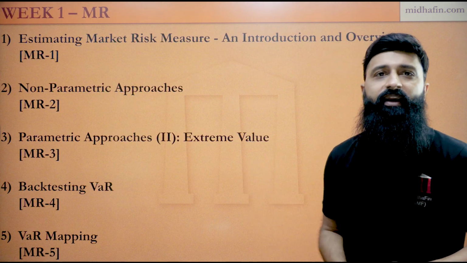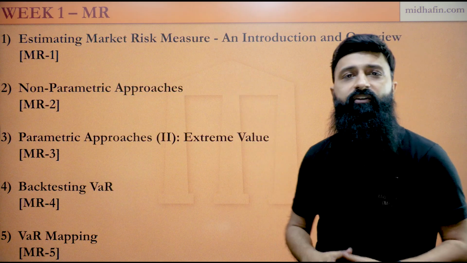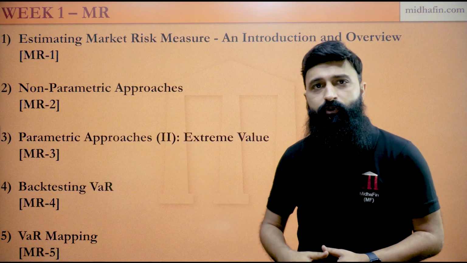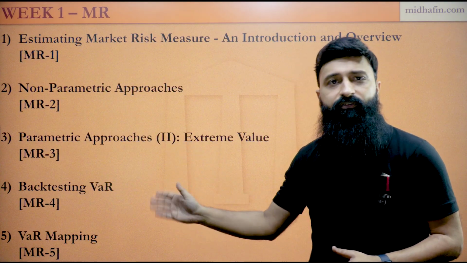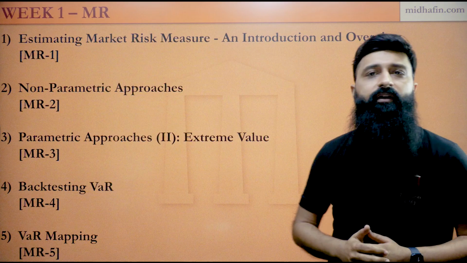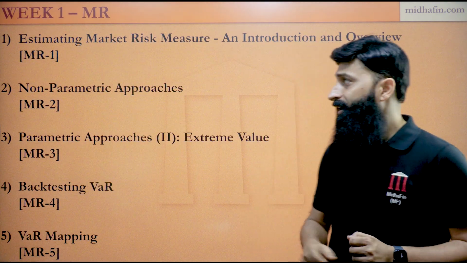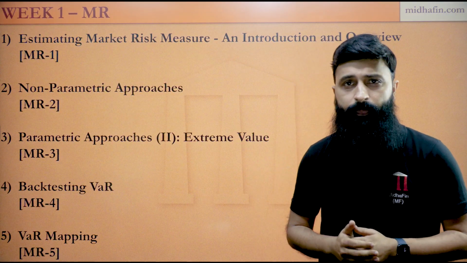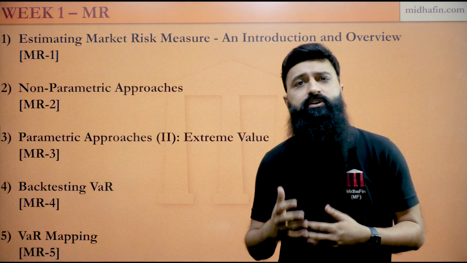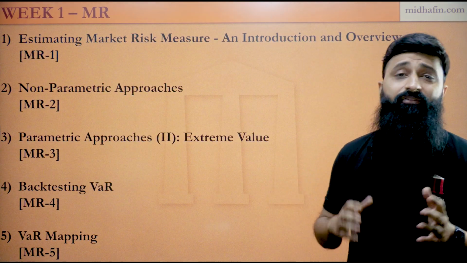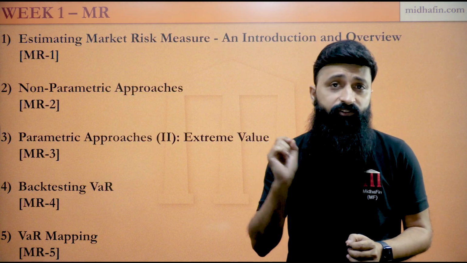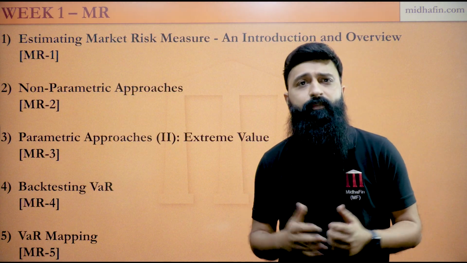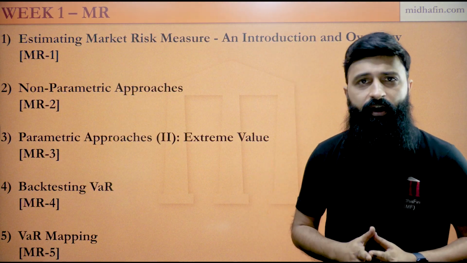In week 1, we have these chapters: estimating market risk measures, MR1, then non-parametric approaches, parametric approaches, and backtesting and VAR mapping. So this first chapter, estimating market risk measures, provides a foundational understanding of market risk measures, which includes some concepts and of course some metrics as well. Concepts like VAR, value at risk, are introduced here, which leverages the candidates' previous knowledge from FRM Part 1, where the basics of VAR were covered.